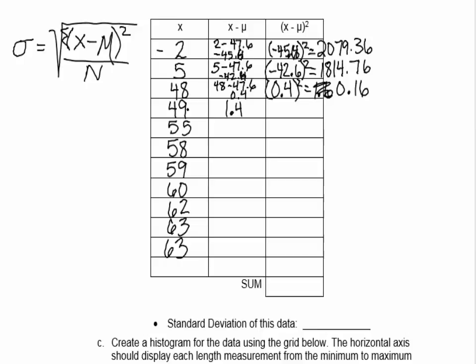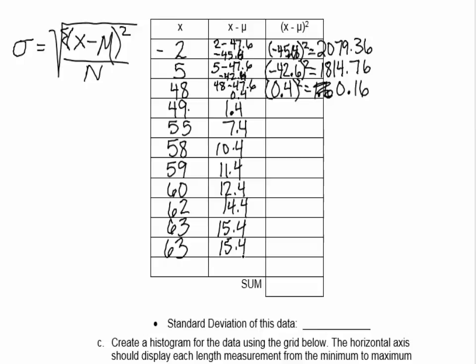Jeremiah, what about this one? 7.4. Brad, what about this one? 58. 10.4. Trevor, what about this one? 11.4. Logan, 12.4. Lucas, 14.4. Last two, 15.4.